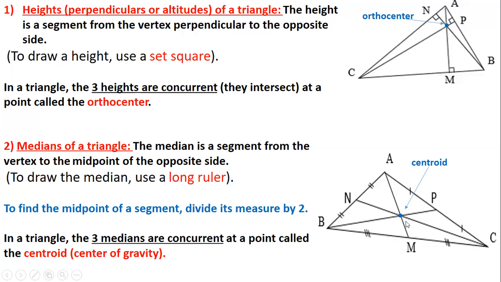As you can see, after drawing the three medians in a triangle, the three medians of a triangle are concurrent, which means they intersect at the same point. And the point of intersection of the three medians, we call it the centroid or center of gravity. So the intersection of the three heights is the orthocenter. The intersection of the three medians is the centroid or the center of gravity.